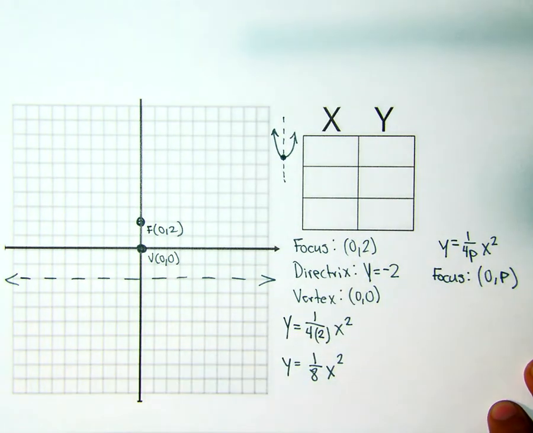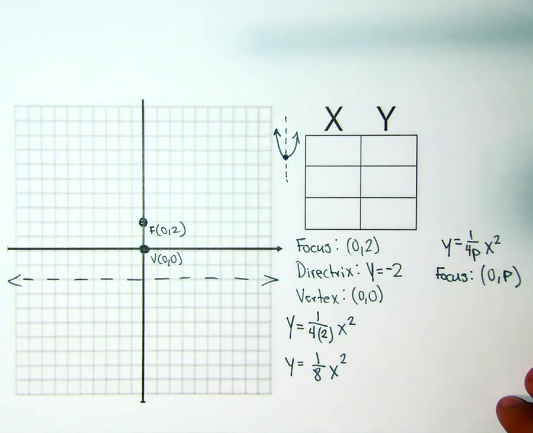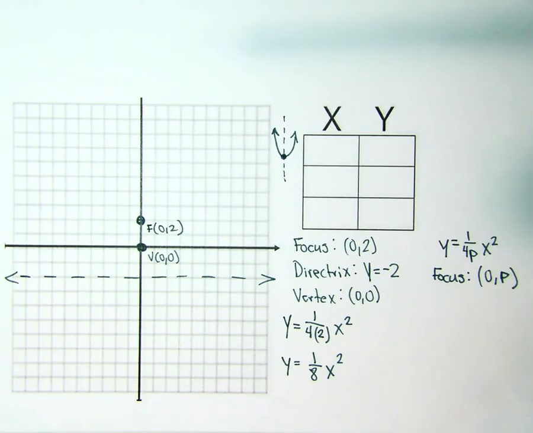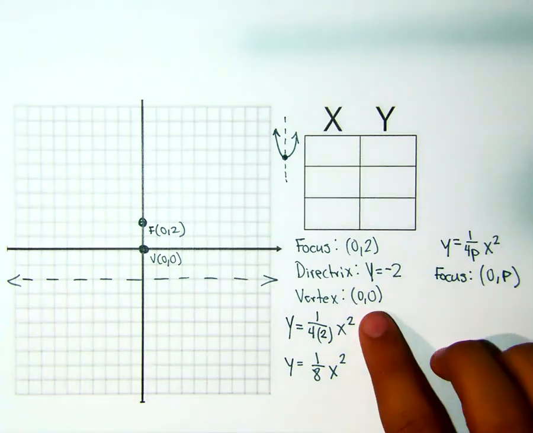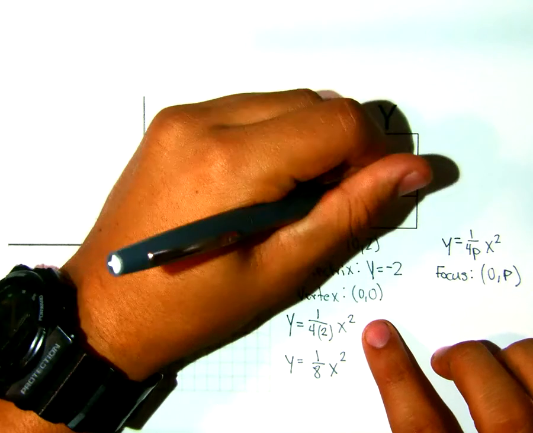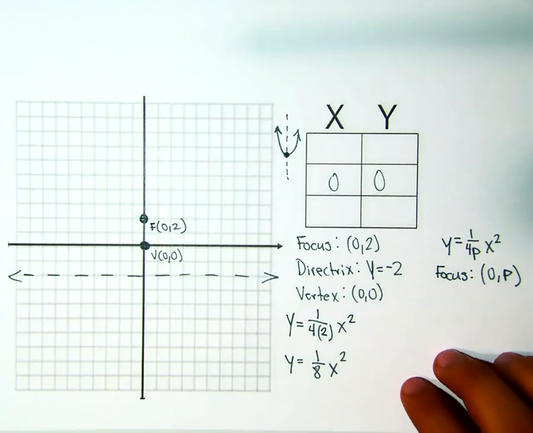Okay, so that's like problems number 1 and 2 on your homework. It says something about the distance formula. We're not going to worry about that. We're just going to use the focus and come up with the equation. Now we have to graph this function. We already know the vertex is at (0, 0).